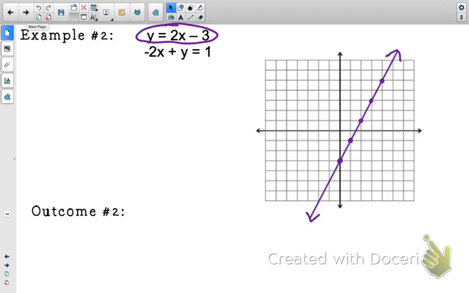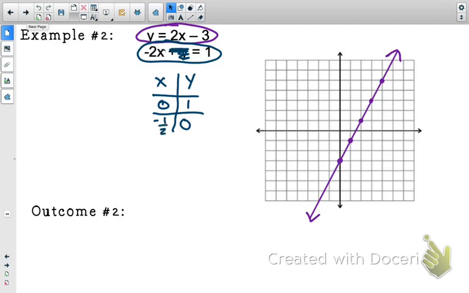So here's my first line. Now let's start our second line. This one is in standard form, so I'm going to use an intercept table for this problem. If I plug in 0 for x, I solve for y and I get 1. When I solve for x, plugging in 0 for y, dividing both sides by -2, I get -1/2, which we're not used to, but that's okay because we can just estimate where it is. So 0, 1 is plotted. Here's -1/2, 0.